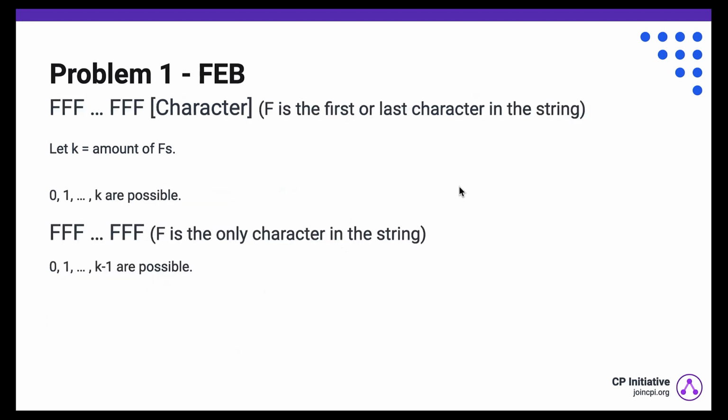And then apart from this, we still have some edge cases where first of all we either have no characters or one character adjacent to our run of Fs. Where for one character, it's not hard to see that 0 to K are all possible. And then for no characters, this case is also really trivial, and it's 0 to K minus 1 are all possible.